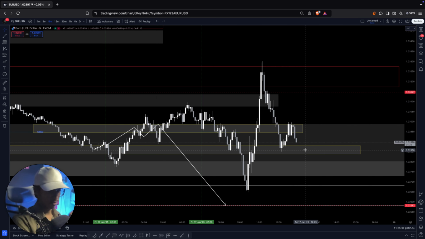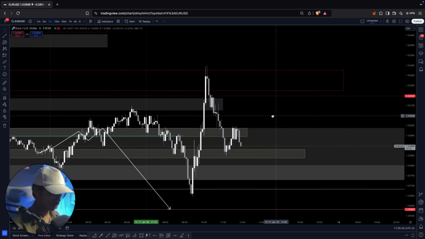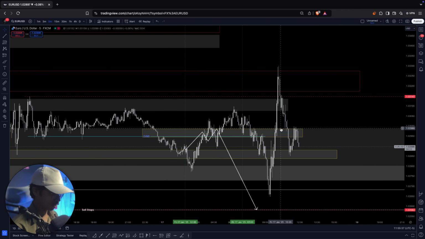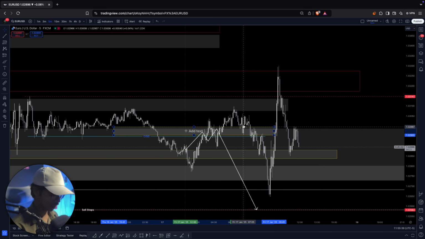And now we don't care what the price is doing. We'll just directly go on to the next part. Let me just delete this particular fair value gap, it's unnecessary.